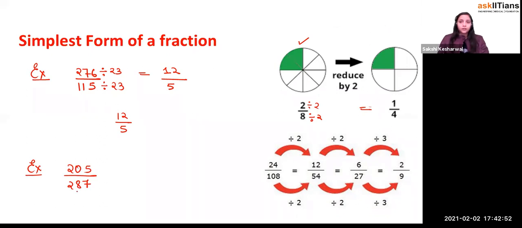See again, just check. It's not divisible by 2, neither by 3, not by 5. But check if it's going to be divisible by 3, not by 5.